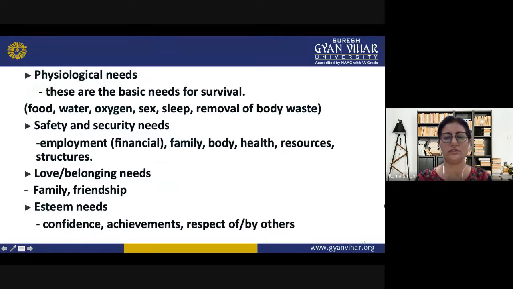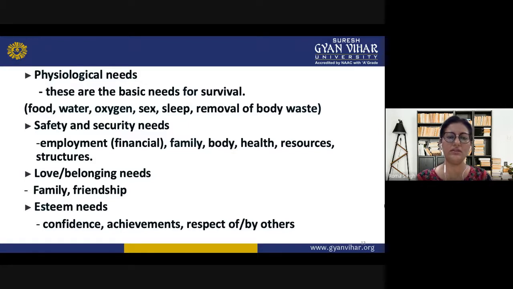So let us now discuss what these needs basically are. First of all, we will discuss the physiological needs. These are the basic needs which we need for our survival, and these are food, water, oxygen, sex, sleep, removal of body waste. And these are the needs which need to be completed and fulfilled every time. And only after that we move on to our next needs, that is safety and security needs.